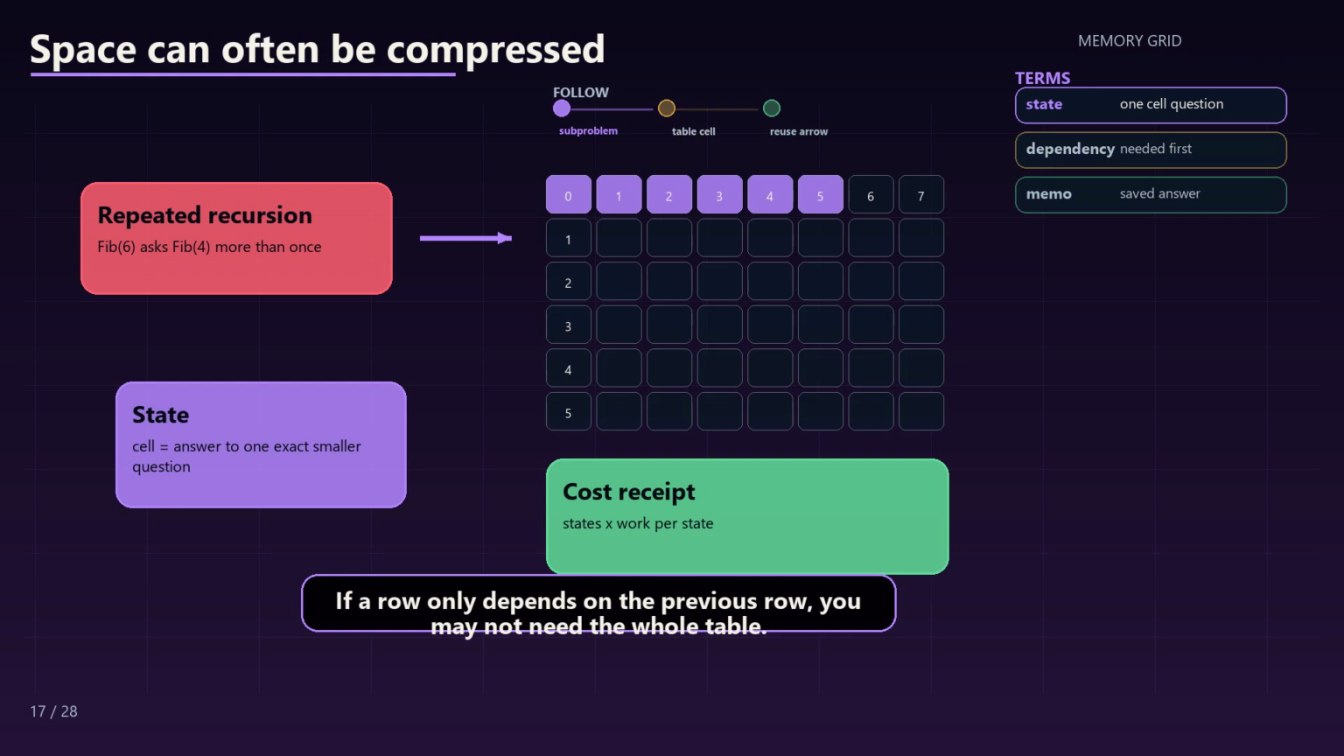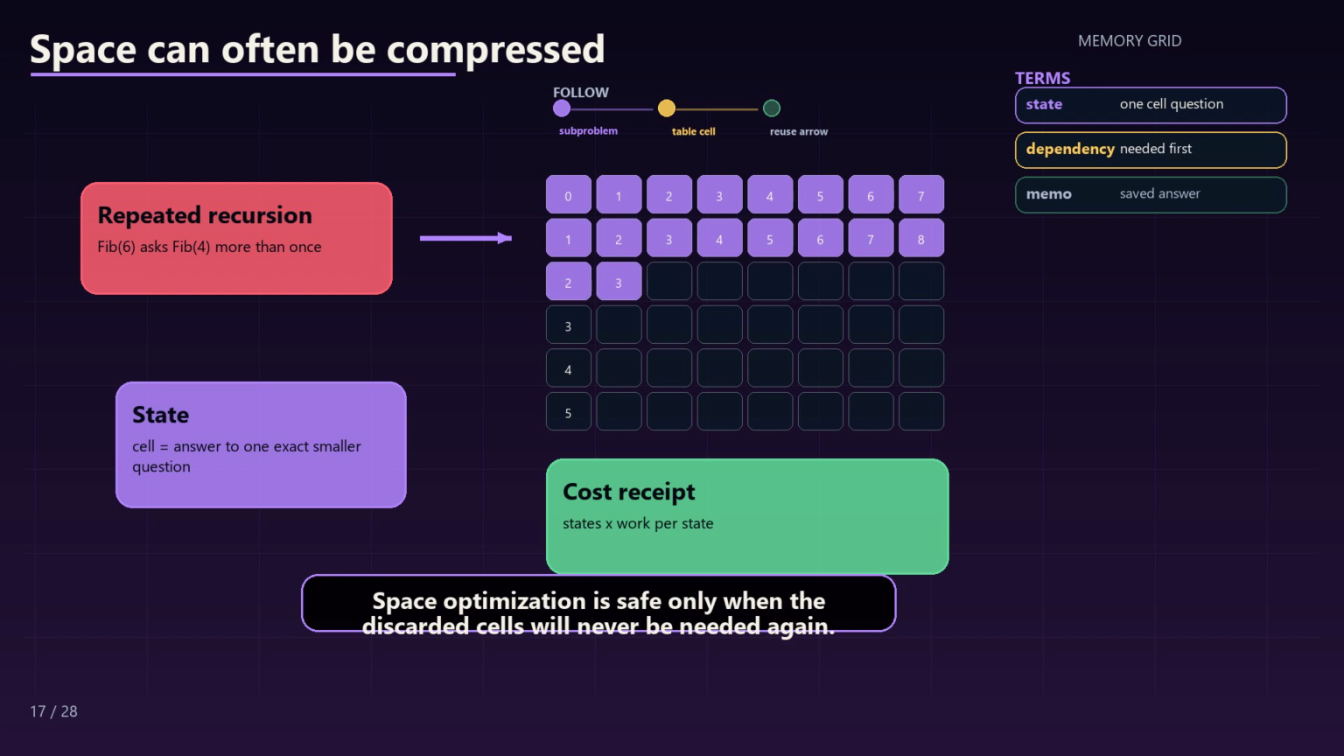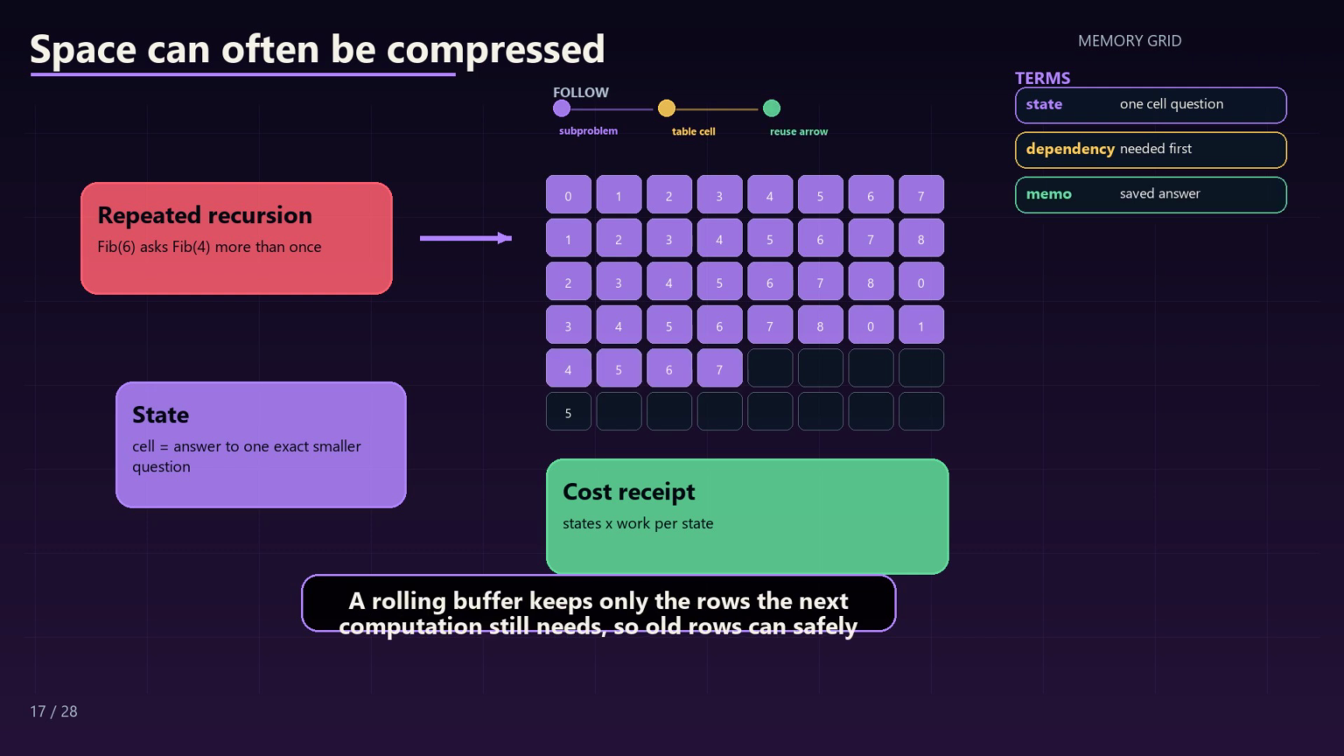If a row only depends on the previous row, you may not need the whole table. Space optimization is safe only when the discarded cells will never be needed again. A rolling buffer keeps only the rows the next computation still needs, so old rows can safely disappear.